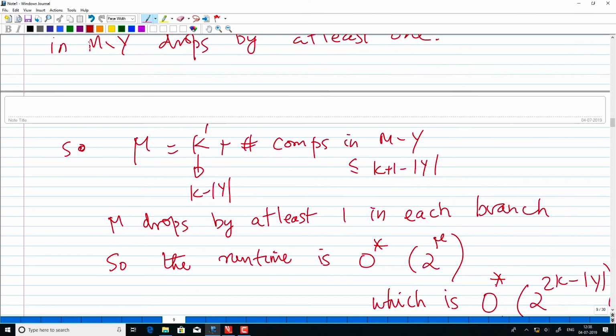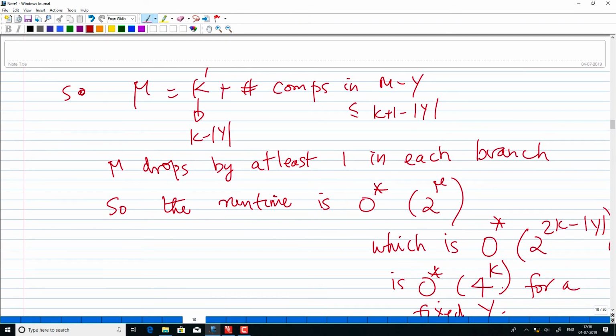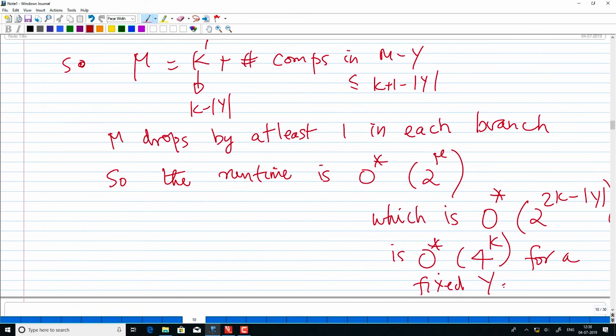And so if I take the measure as whatever k prime I need to do, plus the number of components in M minus y, then this measure drops by at least 1 in each branch. So the runtime of the algorithm is 2 power mu, whatever the measure is, and mu is bounded by some 2k. That gives you O star 4 power k. And how many different y's are there? 2 power k plus 1 or something. So you multiply by that, and that gives you something like an 8 power k algorithm.